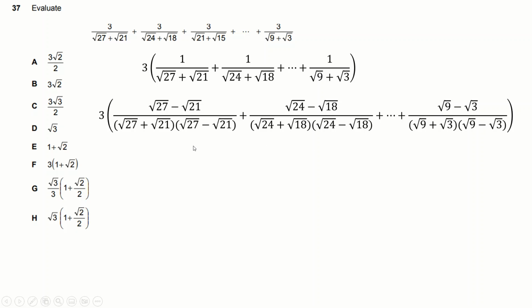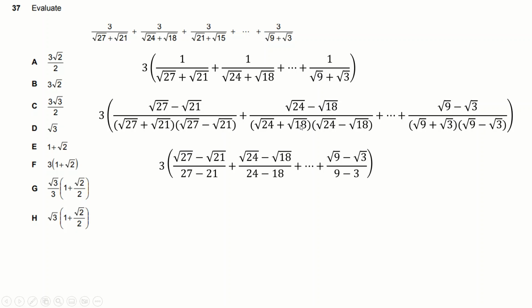Now what happens when you do this is, because this times this is 27, this times this cancels with this times this because of the negative. That's what rationalizing does. This times this is minus root 21. Sorry, minus 21. But likewise, because the difference on all of these denominators between all the numbers is 6, this one ends up being 27 minus 21 when you rationalize. This one ends up being 24 minus 18. This one 21 minus 15. This one 9 minus 3.